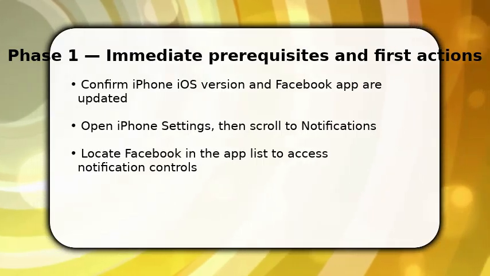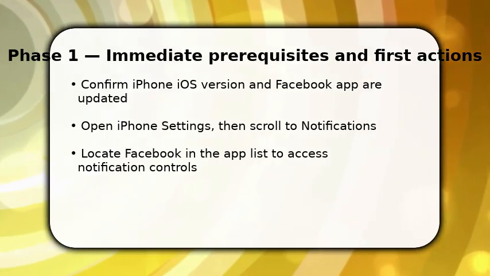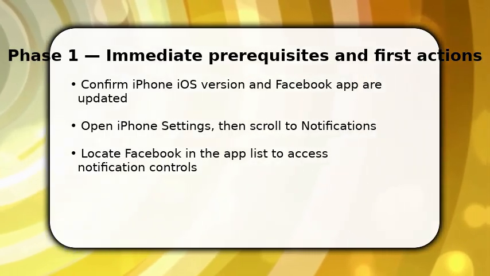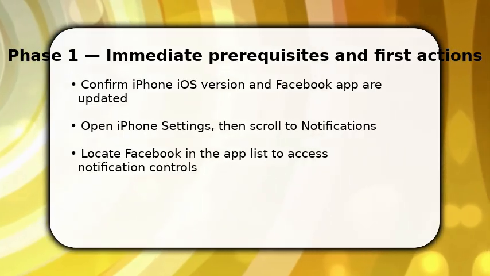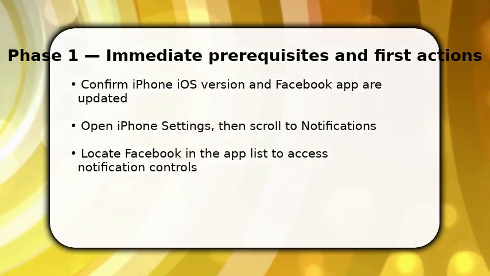You begin by confirming updates. Keep iOS and Facebook current so options match. Once done, open Settings and tap Notifications. This is faster than changing inside the app.